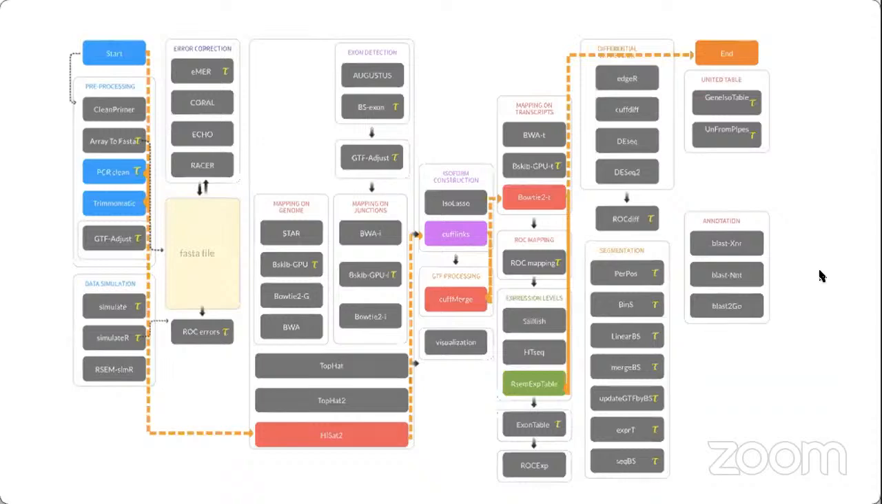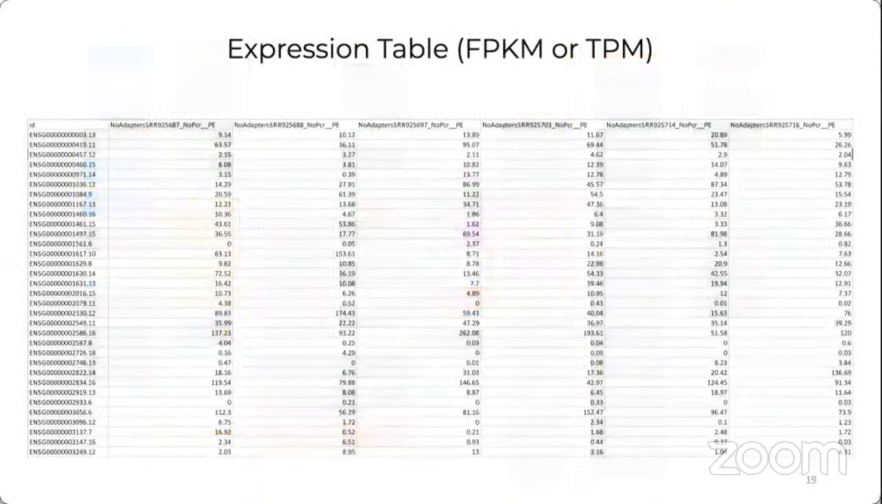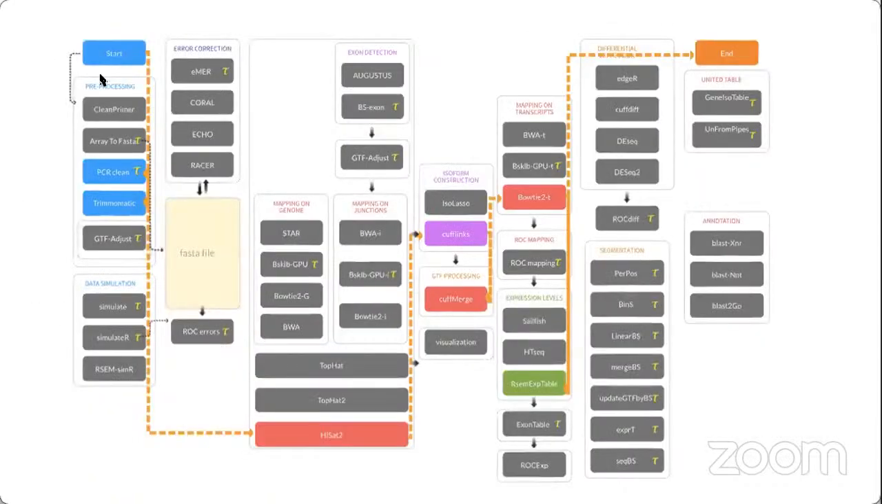So a typical analysis pipeline for the analysis of transcriptomics data will allow us to clean the FASTQ files or do the pre-processing, and then it will let us map the reads onto either the genome or the transcriptome, and then quantify these mapped reads into an expression quantification table, and then end the pipeline.